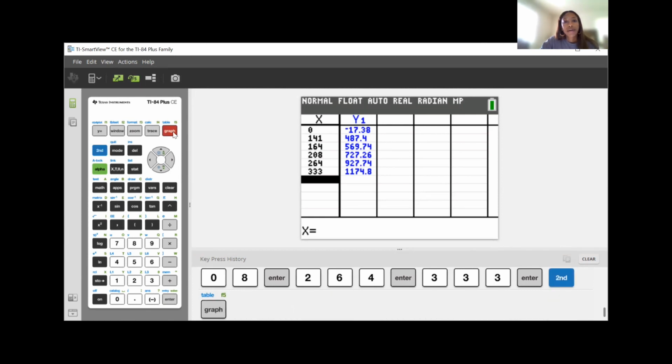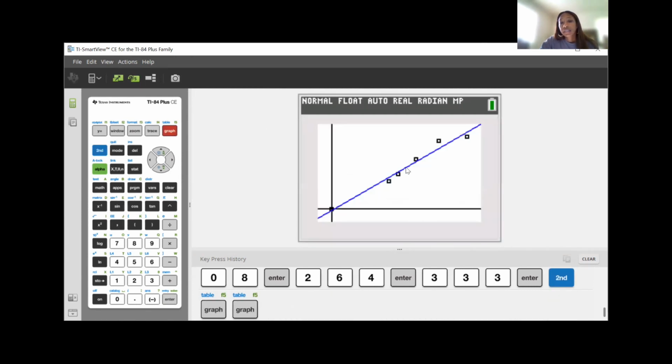So let's look at the graph. Notice here that for this point, which was at 0, 0, the line is a little bit below 0, 0. So the linear regression equation is going to give us an underestimate. It's going to give us something smaller than what the actual number is.